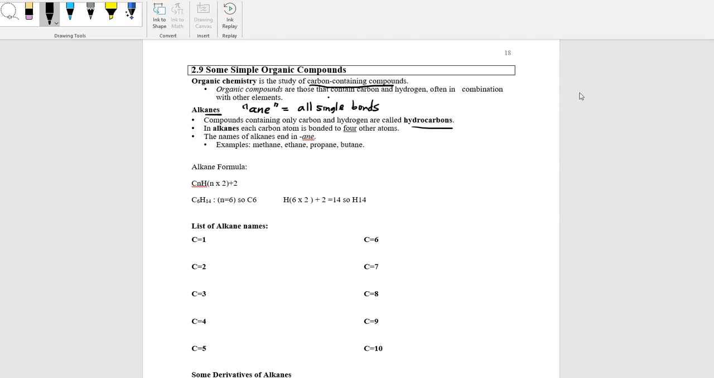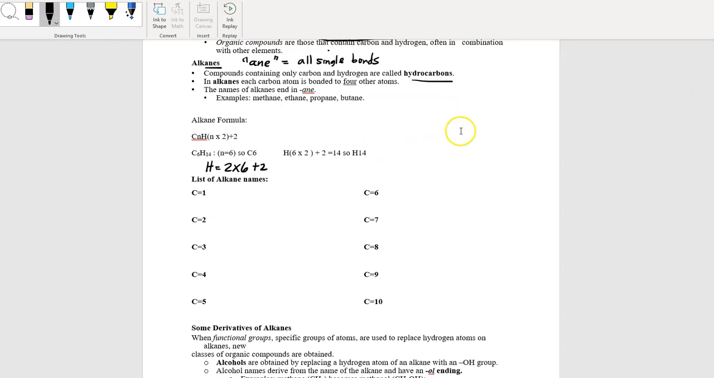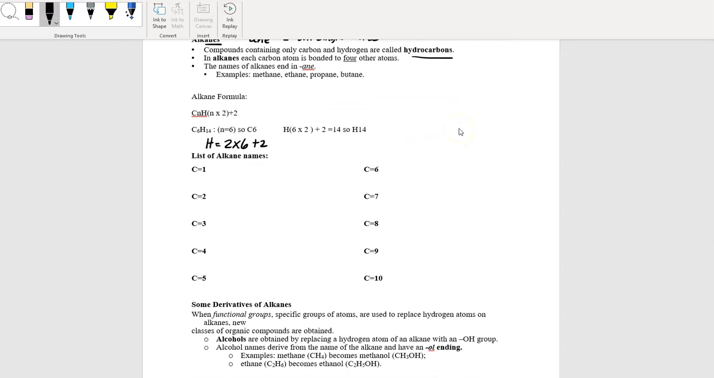Now, they have a cool little formula to go with it. If you know how many carbons you have, you can figure out how many hydrogens you have. For however many carbons you have, to find the hydrogens you take 2 times that number and then add 2. So notice, if you have 6 carbons, then for hydrogen you take 2 times 6 and then add 2. That's why you get 14, so C6H14.